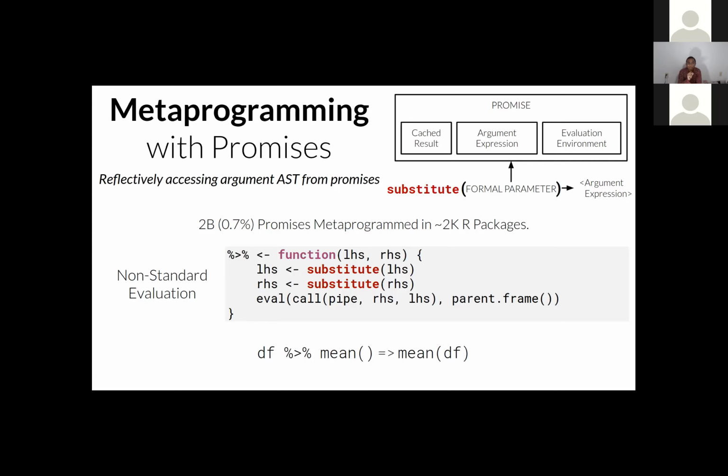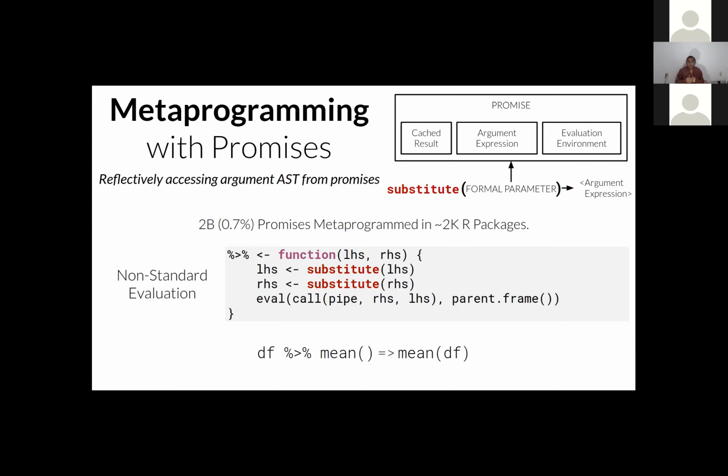And the way the pipe operator is implemented in R is that it is a function of two arguments, LHS and RHS. And then it applies substitute on LHS and RHS to get the unevaluated argument ASTs. And then it uses eval on the LHS and RHS in the parent frame. I've elided some implementation details here for the sake of clarity. The parent frame function reflectively accesses the parent environment. And in that parent environment, eval is being called on LHS and RHS.